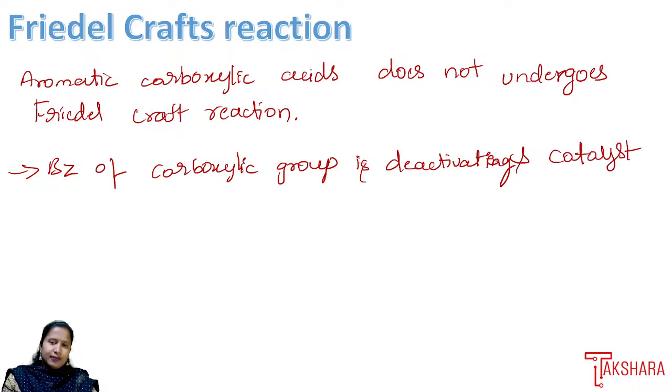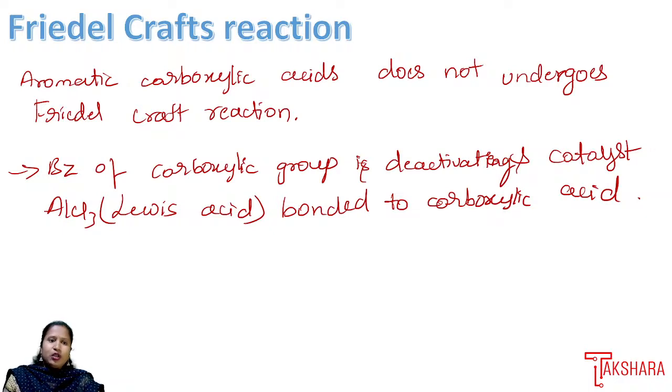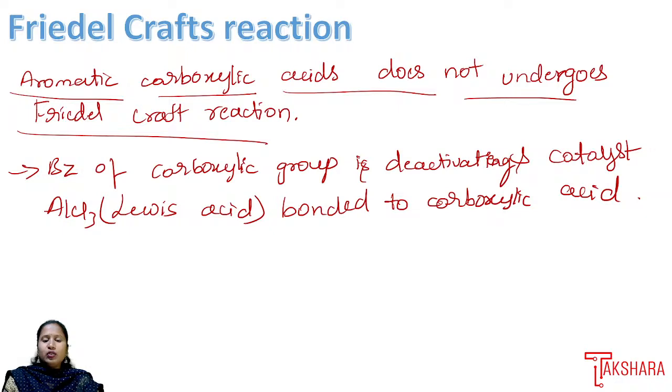AlCl3 is used in Friedel-Crafts acylation and alkylation reactions, which is called a Lewis acid. The Lewis acid gets bonded to the carboxylic acid. So aromatic carboxylic acids usually do not undergo the Friedel-Crafts reaction, because the carboxylic group deactivates the aromatic ring and the bonded catalyst is also deactivated, so it does not undergo either Friedel-Crafts alkylation or acylation reactions. So that is about the Friedel-Crafts reaction.